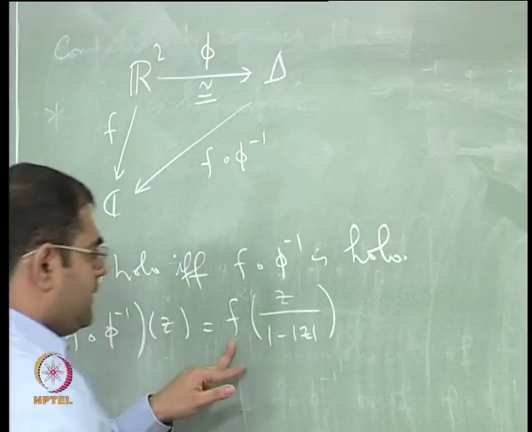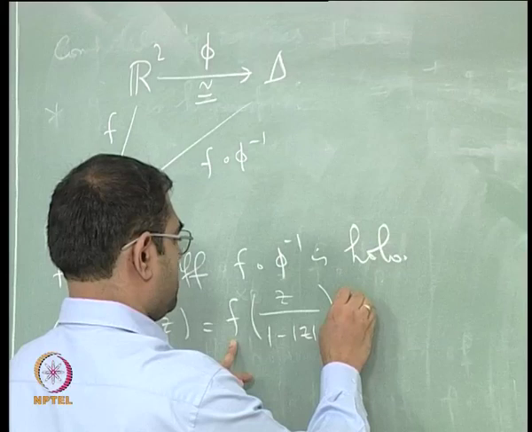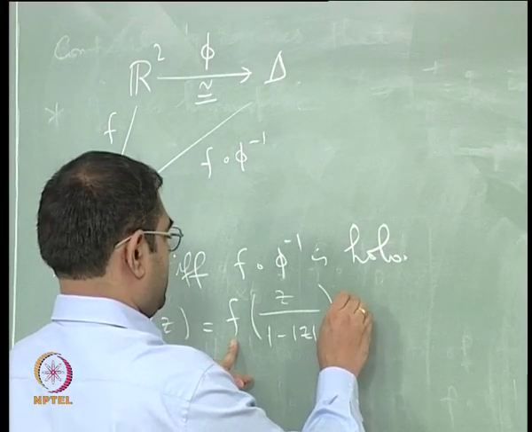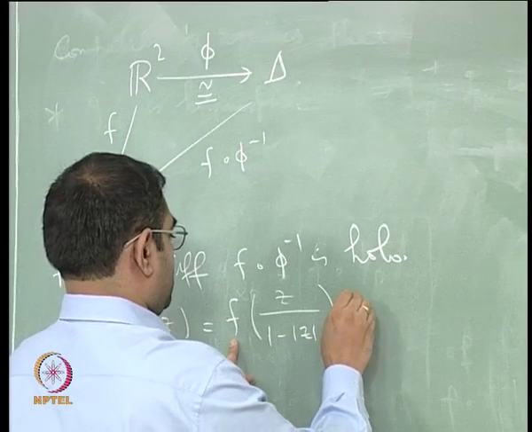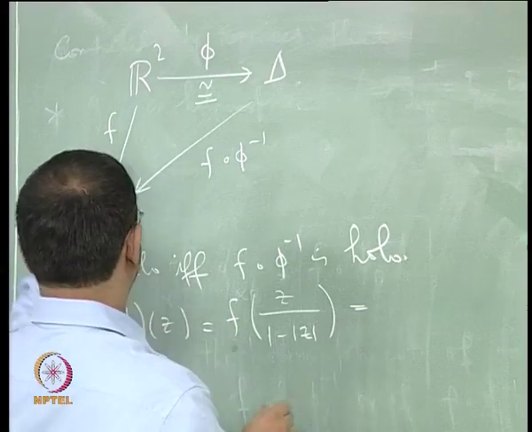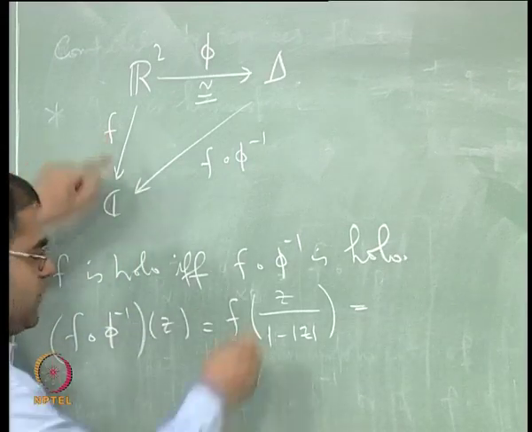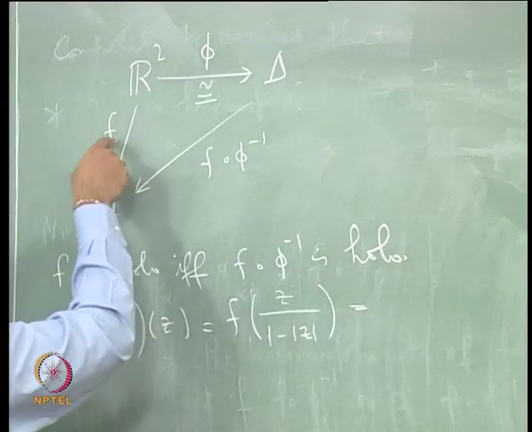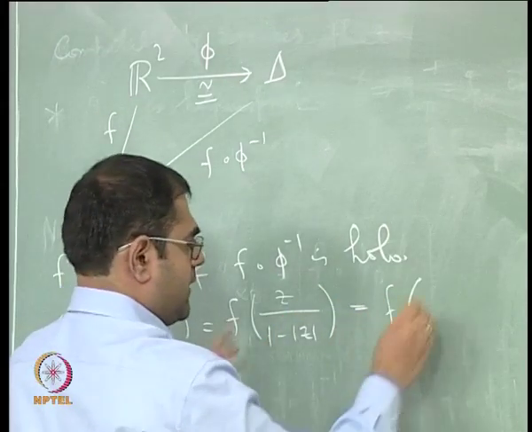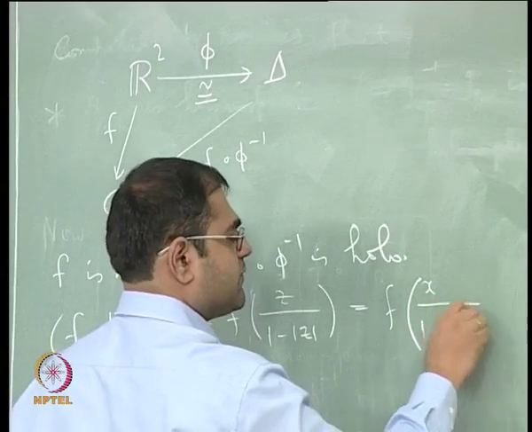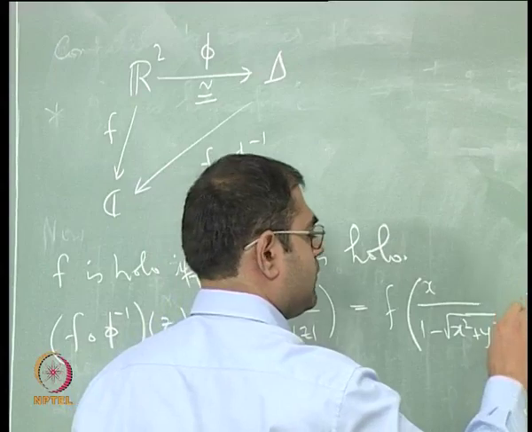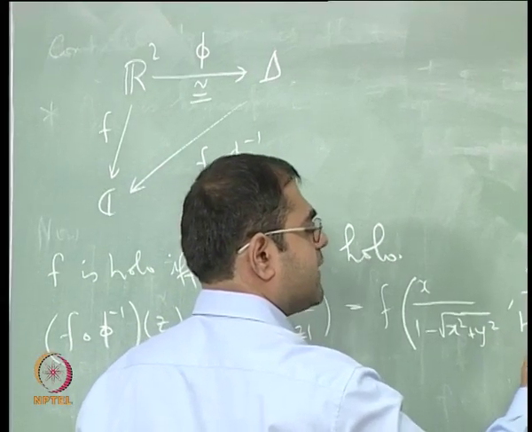And well, what is this going to be? So what it means is that my f is just a function of x and y, so I will have to write it as f of x by 1 minus root of x squared plus y squared comma y by 1 minus root of x squared plus y squared.